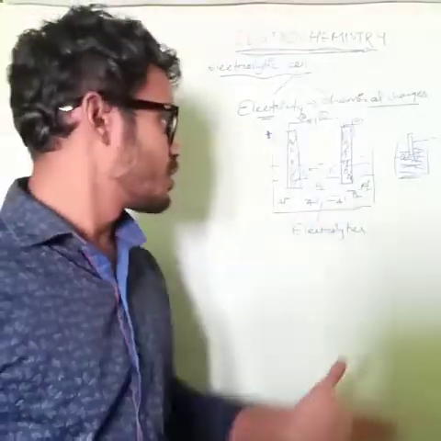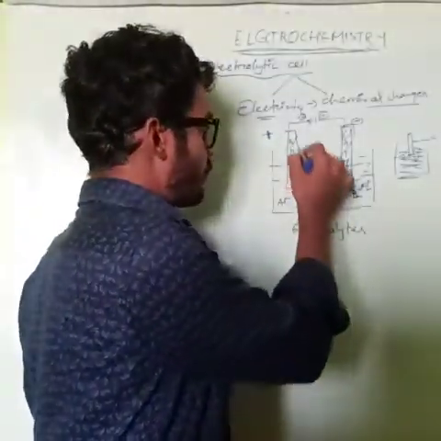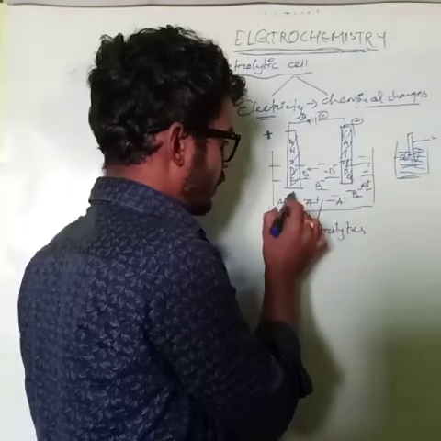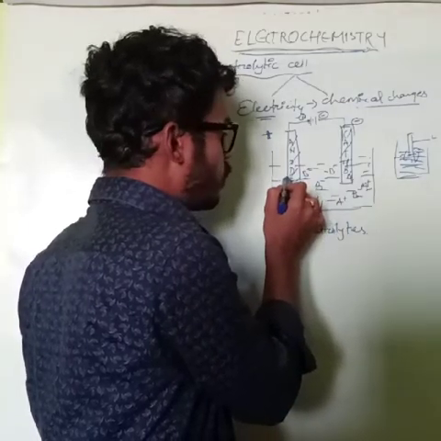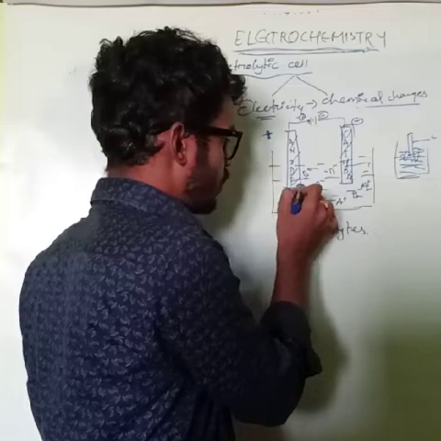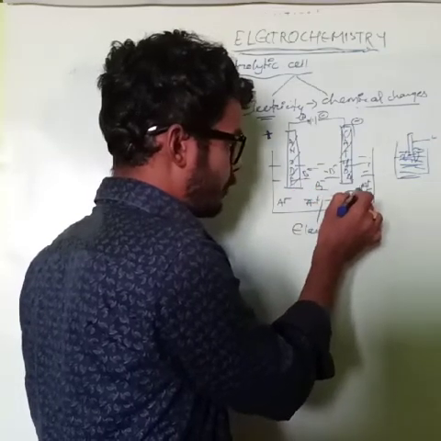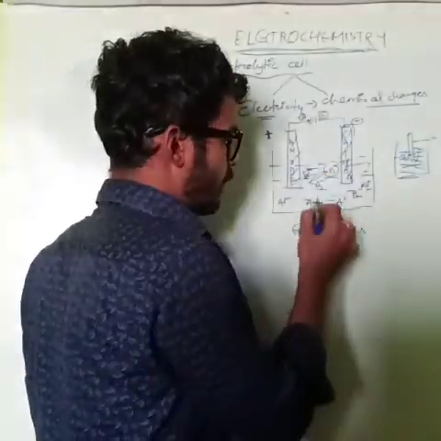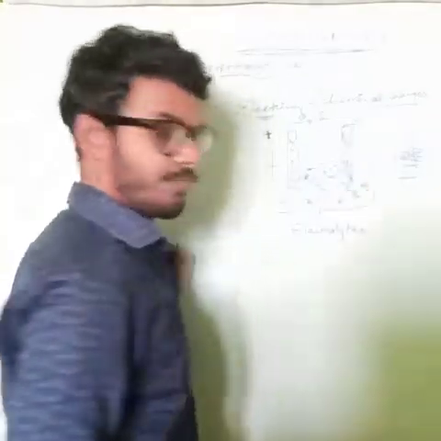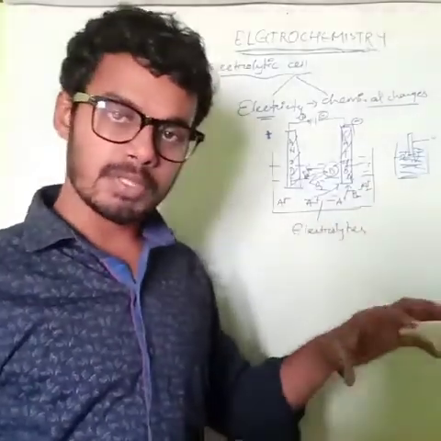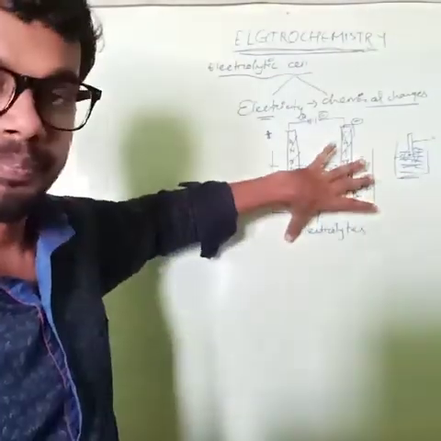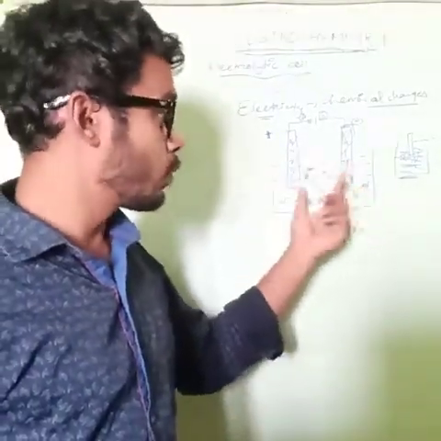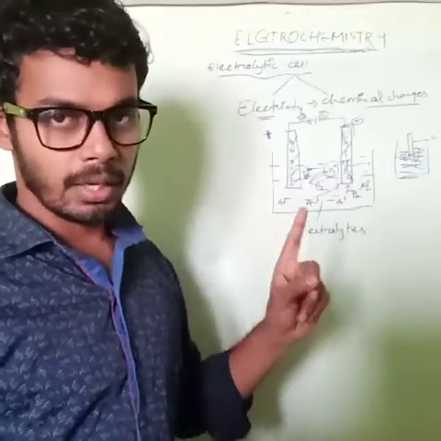So what will happen next? This is the positive terminal, and here it will lose an electron. The negative ions will move towards the anode, and the positive ions will move towards the cathode. Again the same thing happens: oxidation and reduction in a single container. In the galvanic cell there were two containers, a left half cell and a right half cell. Here also there are two electrodes, but there is a single container.